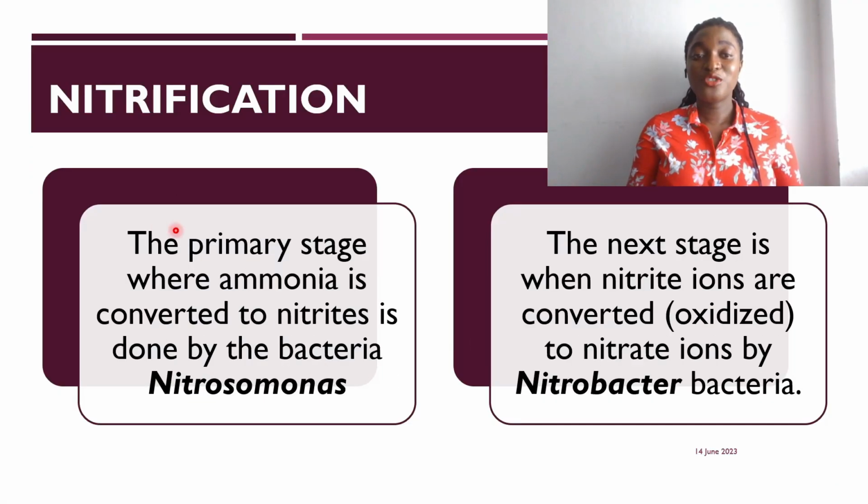So here we have nitrification being broken down into the two steps, as we mentioned. The primary stage is where ammonia is converted to nitrite, and it's done by the bacteria known as Nitrosomonas. The next stage is when nitrite ions are converted or oxidized to nitrate ions by Nitrobacter bacteria. So this is the two-step process. So one is the conversion of ammonia to nitrite and the other, nitrite to nitrate.